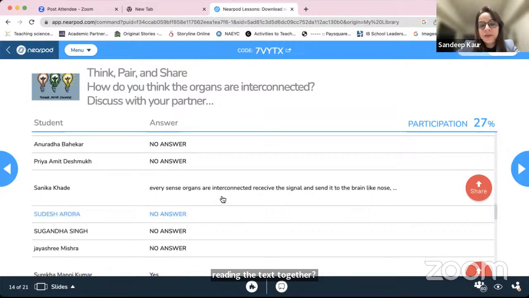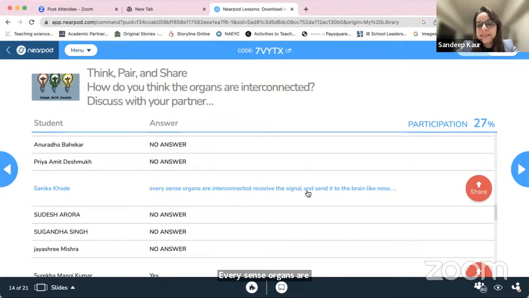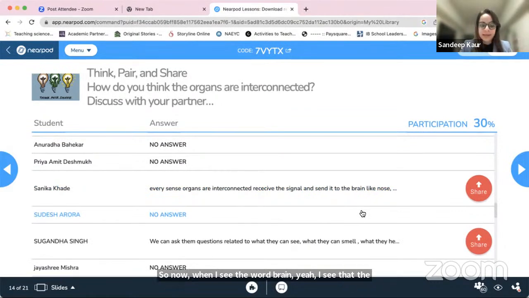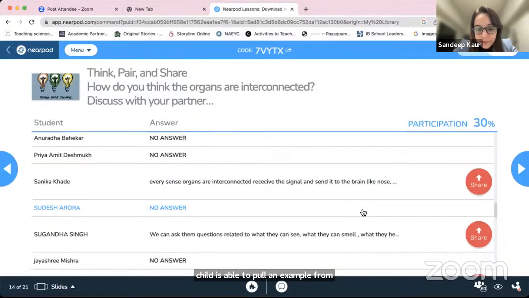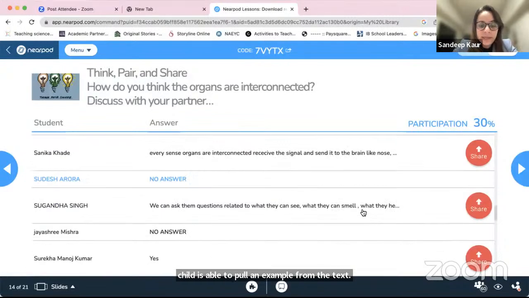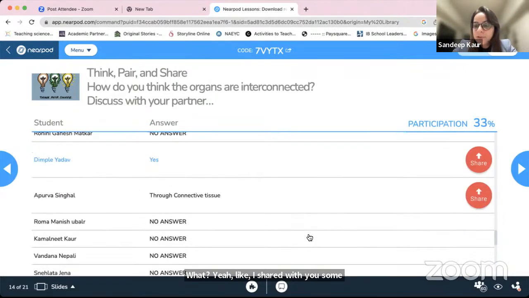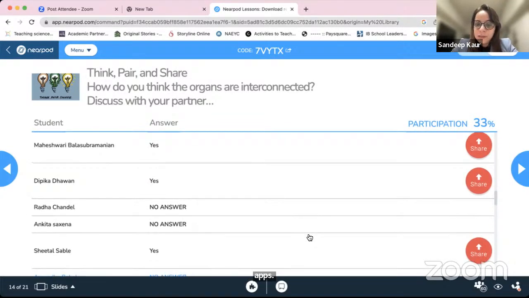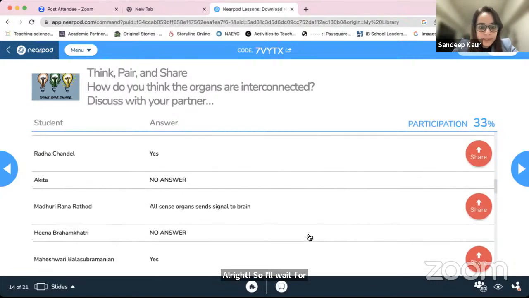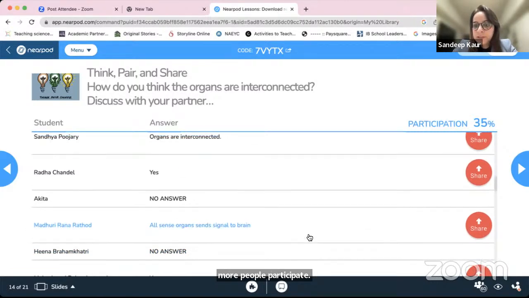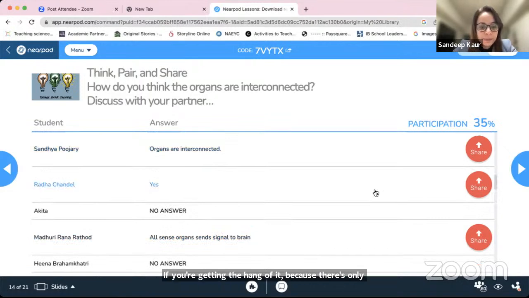Every sense organ is interconnected, receiving the signal and sending it to the brain, like nose. So now when I see the word brain here, I see that the child is able to pull an example from the text. Absolutely, Sugandha. We can ask them questions regarding what they see, like I shared with you, some examples from their real life. Absolutely. All right. So I'll wait for some more time to see how many more people participate, if you're getting the hang of it, because there's only 35% who've participated.